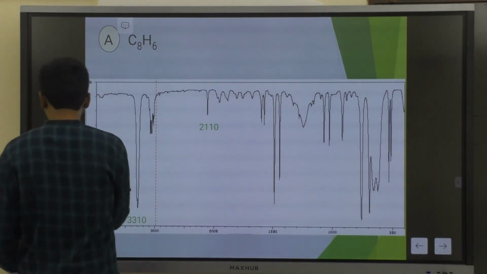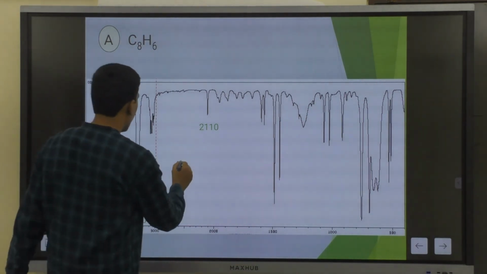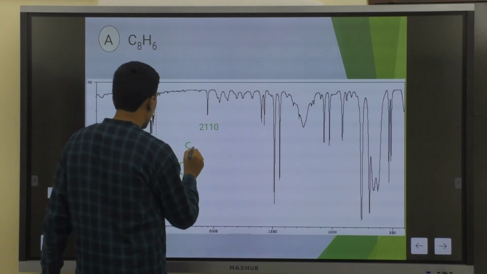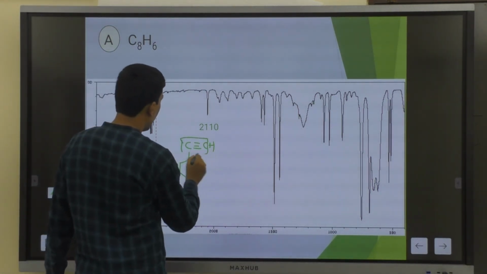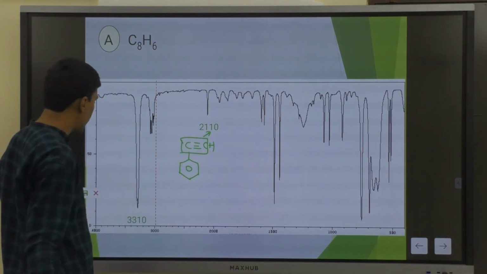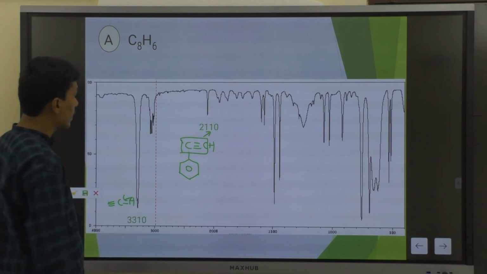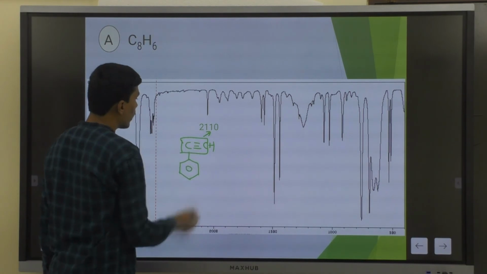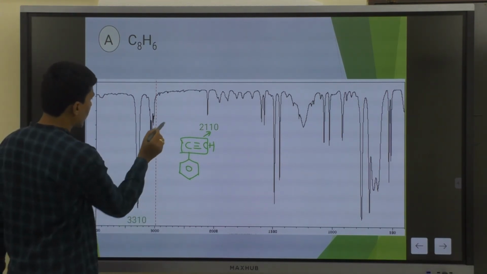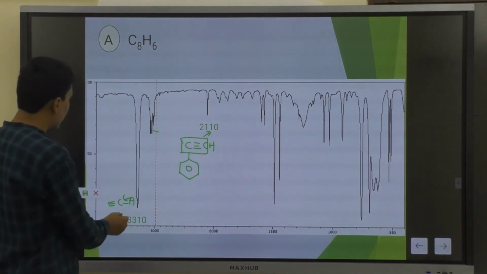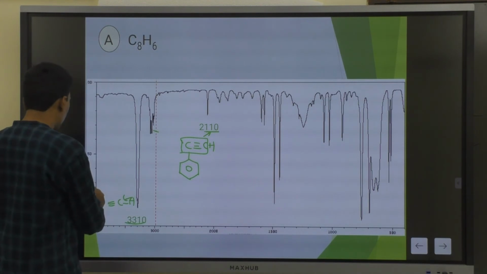What we assumed is that this may be an alkyne, and we can confirm by IR spectroscopy. What we studied: the C triple bond C will appear at 2100, so it is present, and the triple bond C-H will appear at 3300 cm-1. So it must be an alkyne. So this is C triple bond CH, phenylacetylene. There may also be C double bonds in the aromatic region. But the important peaks for the functional group are 3300 for the triple bond C-H and 2100 for the C triple bond C.